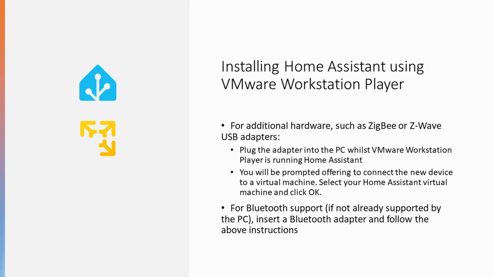For additional hardware such as Zigbee or Z-Wave USB adapters, plug the adapter into the PC whilst VMware Workstation Player is running Home Assistant. You will be prompted offering to connect the new device to a virtual machine. Select your Home Assistant virtual machine and click OK. For Bluetooth support, if not already supported by the PC, insert a Bluetooth adapter and follow the above instructions.